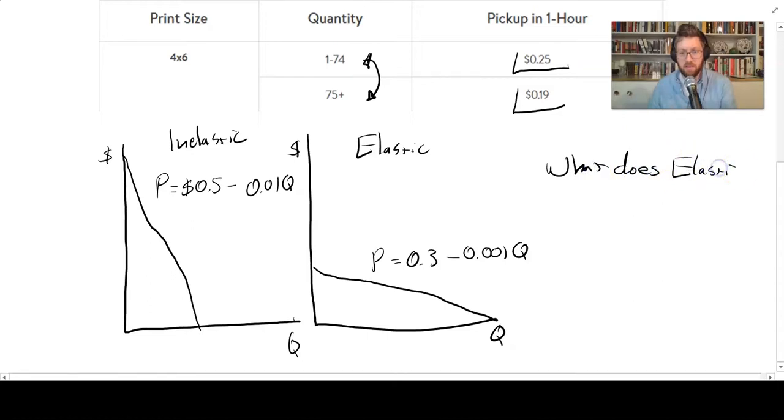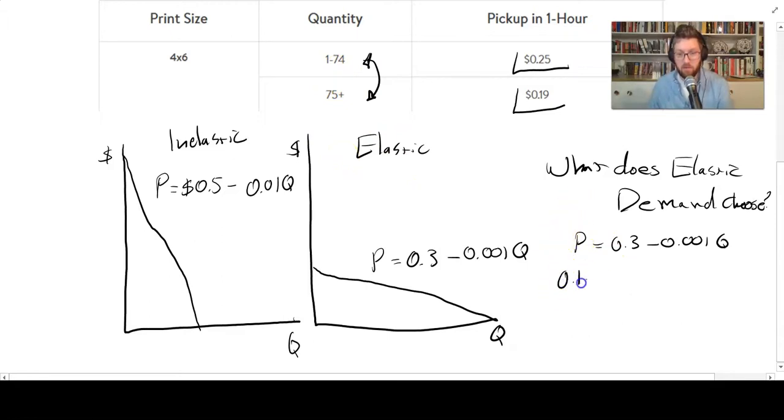So what does the elastic demand choose? Well, if the price is 19 cents, we can figure out how many photos he wants to buy and see if it meets the requirements. Okay, so let's change this to 0.19, change this to 0.3. Well, we don't change anything, just rewrite it.